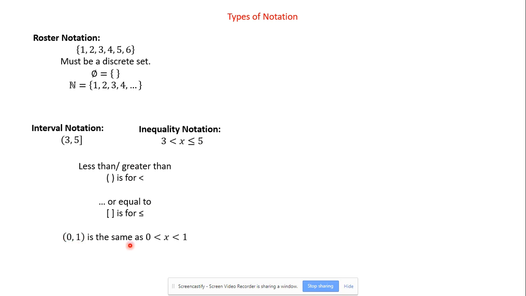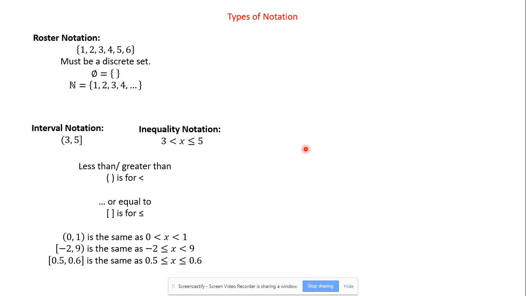0, 1 is the same as 0 is less than x is less than 1. Negative 2, 9. Notice the square bracket over here. It's negative 2 is less than or equal to x is less than 9. Or they could be both less than or equal to. 0.5, 0.6 with both square brackets means that they're both or equal to. So these two are really easy to switch between. Sometimes one makes more sense than the other to use, but they are really interchangeable.